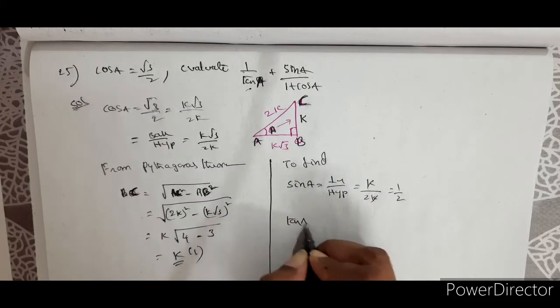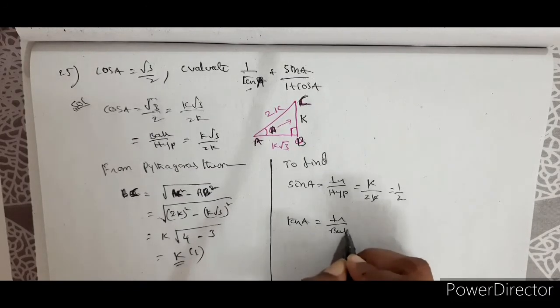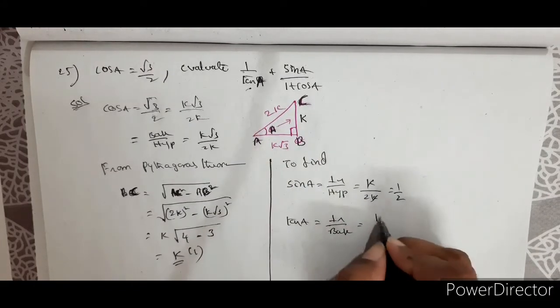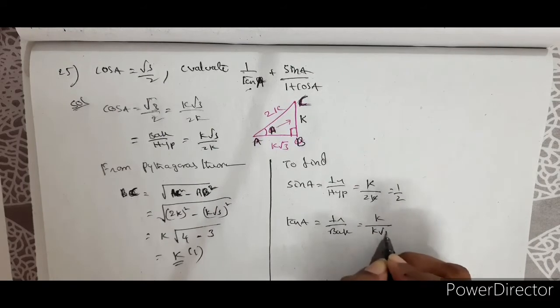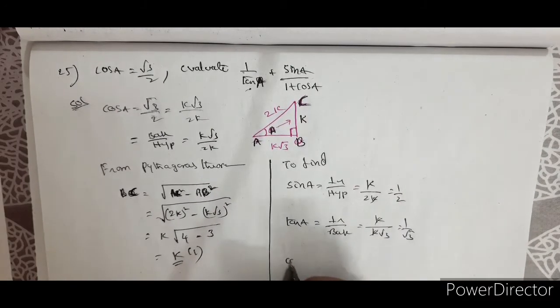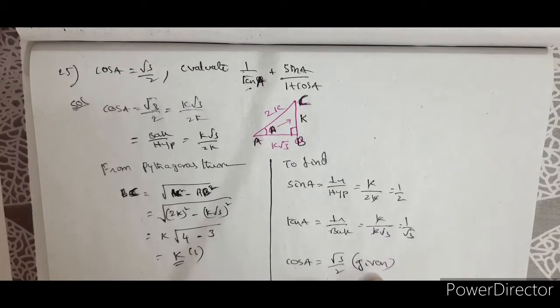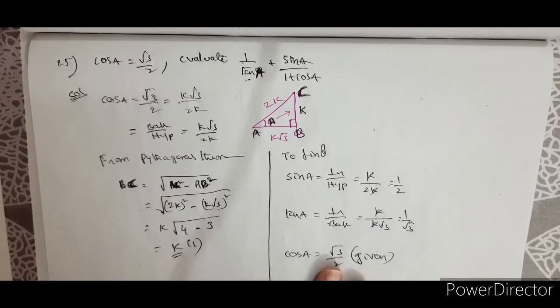Now tan A is the next one. Tan A is equal to perpendicular by base. What is the perpendicular? k by k root 3, which is equal to 1 by root 3. Here itself, for convenience, I am writing directly cos A is equal to root 3 by 2, which is given. Right? So I am just writing it like that.